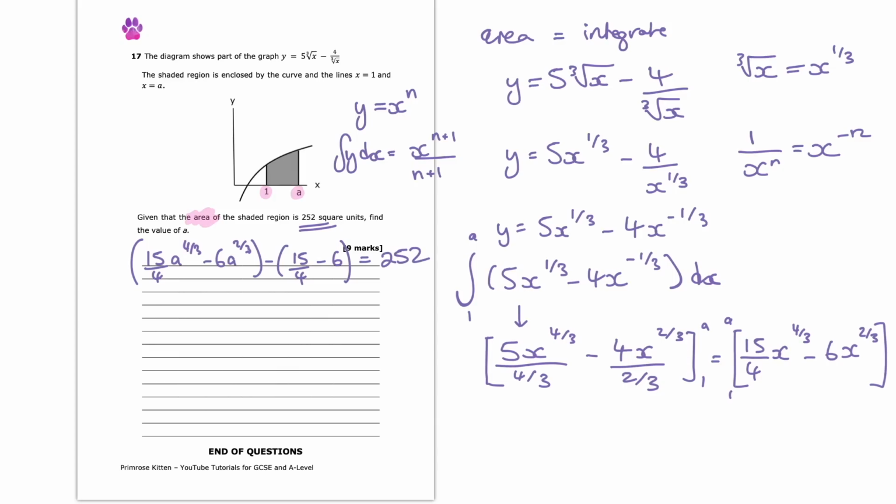So let's tidy this up a little bit, I would say. Let us work out what this bracket here is going to give us, because then we can rearrange that. So 15 over 4 minus 6 gives us minus 9 over 4. So at the minute we have 15 over 4 a to the 4/3 minus 6a to the 2/3. And then it would be minus, so plus 9 over 4 equals 252.